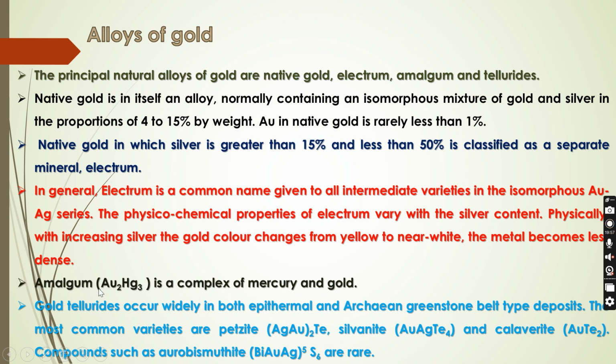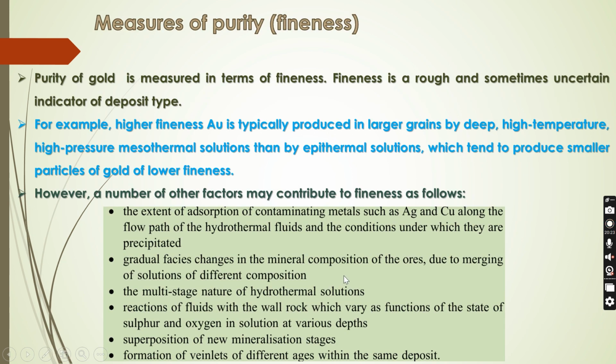Amalgam means it is a complex of gold and mercury. Gold tellurides occur widely in both epithermal and Archean greenstone belt type deposits. Most common varieties are petzite, AgAuTe2 (tellurium), sylvanite, and calaverite compounds. It is also often called oro bismuth, which is sometimes present as well.